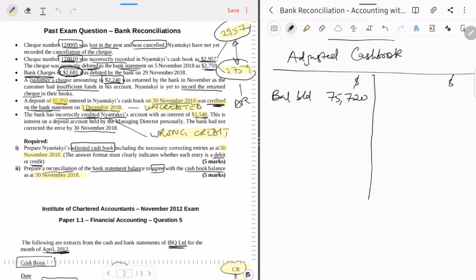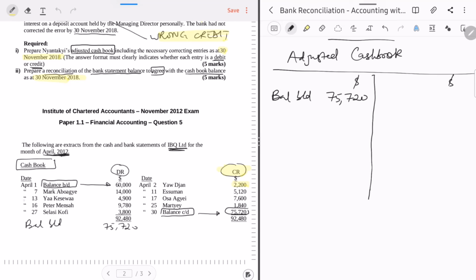Let's go back to the cash book. On the 7th, let's go in order. So we've done the 2nd. Now let's do the 7th. There is Makabuaji of 14,000, which is a debit.